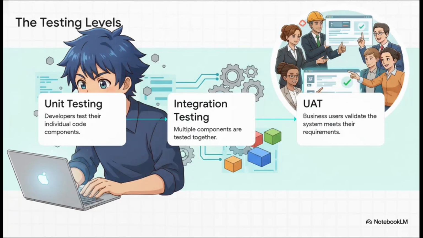Testing happens in layers, and each one builds on the last. It all starts with unit testing. That's where a developer tests their own piece of code in isolation. Then you have integration testing, which checks if all those different components play nicely together. And finally, you get to the most critical step of all, user acceptance testing.